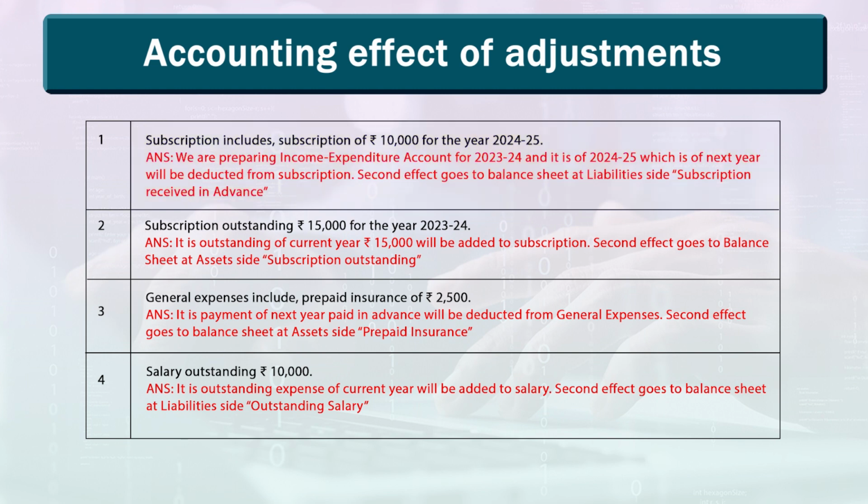The second adjustment is subscription outstanding of rupees 15,000 for year 23-24. It is outstanding of current year.